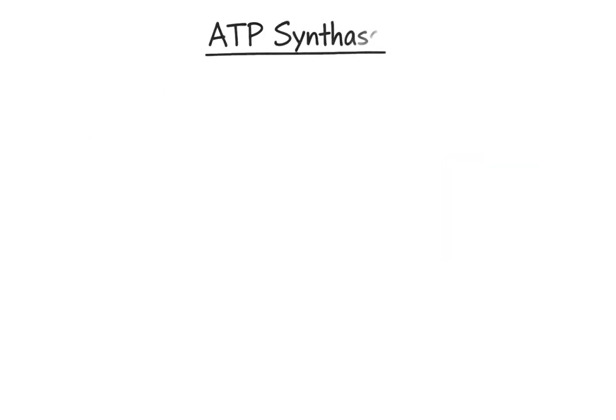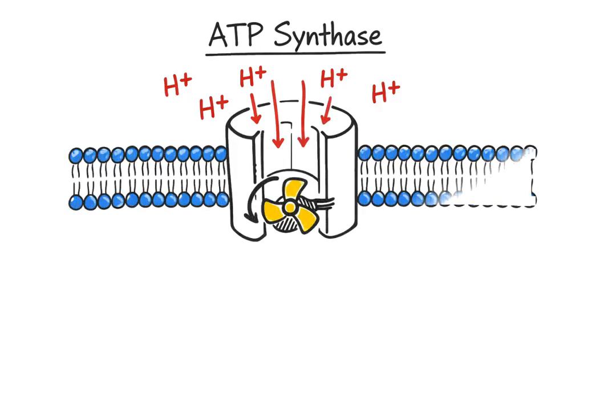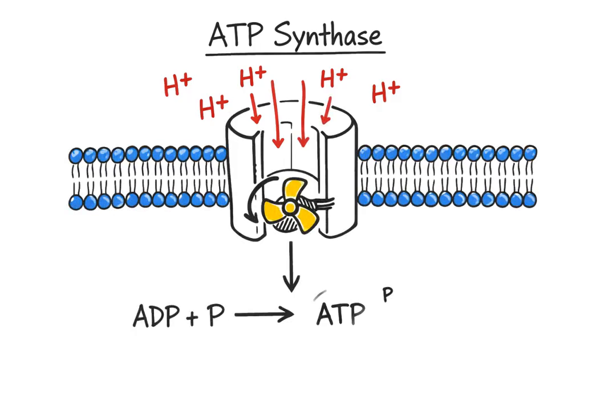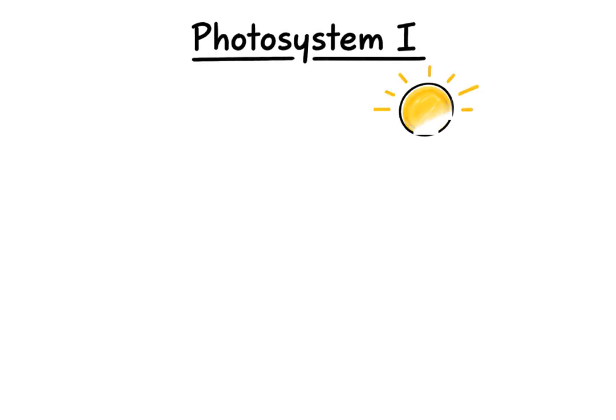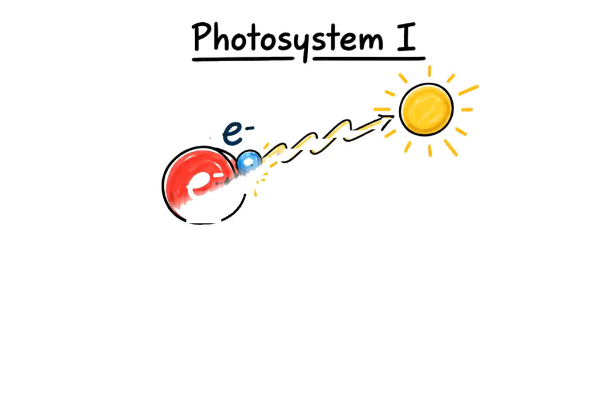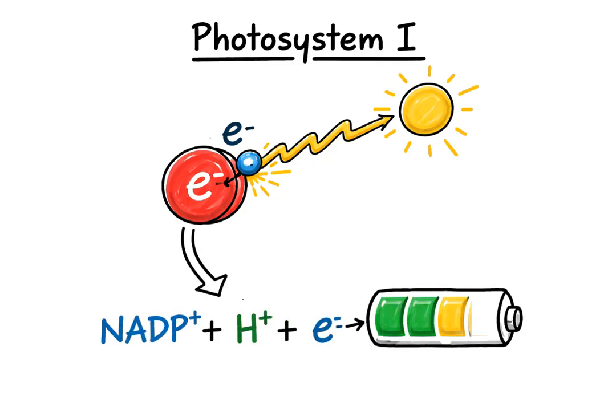This proton gradient drives ATP synthase. As hydrogen ions flow back out, this molecular motor spins, phosphorylating ADP into ATP, the cell's energy currency. Electrons then arrive at photosystem 1, receive more light energy, and are used to reduce NADP+ into NADPH, another crucial energy carrier for the next stage.